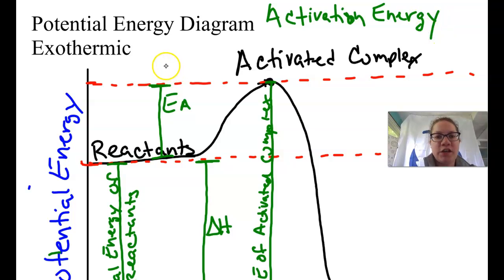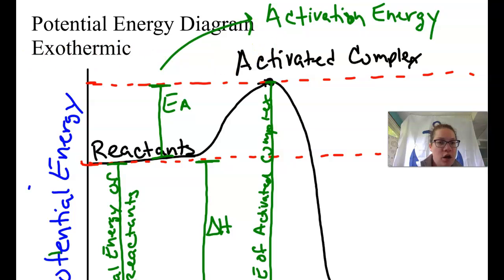All right, activation energy, and I'll just do it like this. It's labeled E sub A because it's a type of energy, right? And what type of energy? Activation energy. So that's why we label it an E. It's a type of energy. And then we use the term activation there.